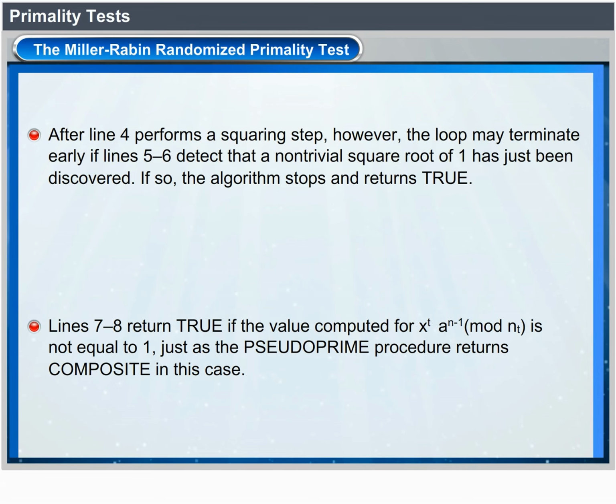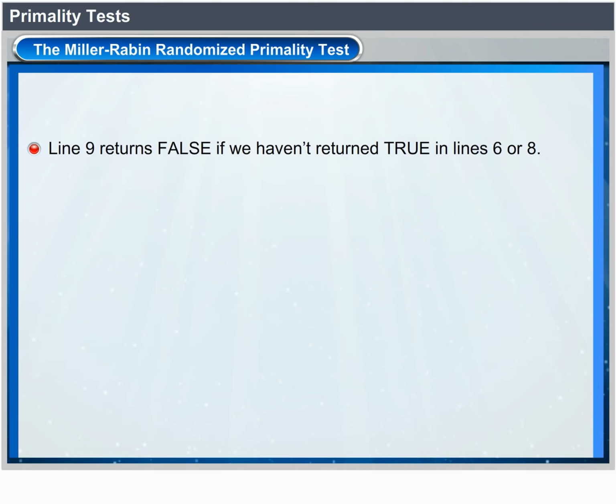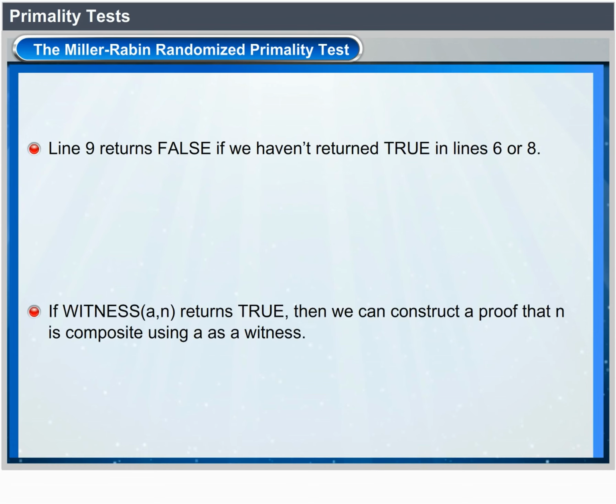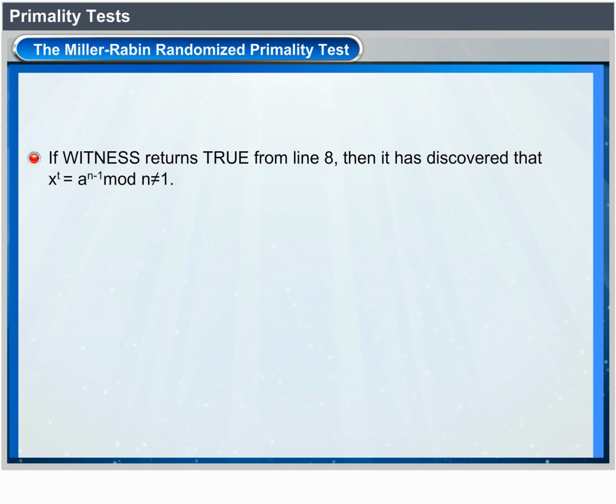Line 9 returns false if we have not returned true in line 6 or 8. If witness of a, n returns true, then we can construct a proof that n is composite using a as a witness. If witness returns true from line 8, then it has discovered that x_t equals a^(n-1) mod n not equals 1.